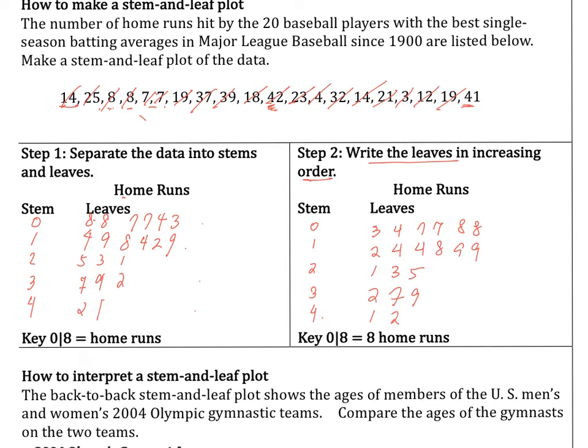And then you write your key. For your key, you can use any of these. So I'm going to just pick 0 and 8 for now. You write 0 | 8 equals 8 home runs. There's no particular rule for writing the key, so just to keep things simple, 0 | 8, or you could do 0 | 3, it's totally fine. It just tells you where the split is.